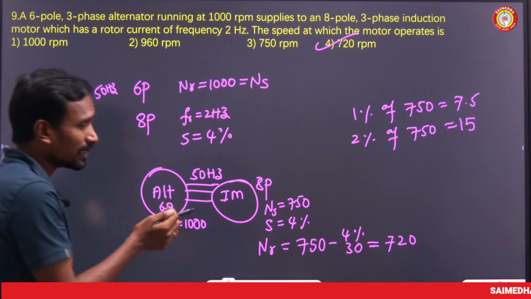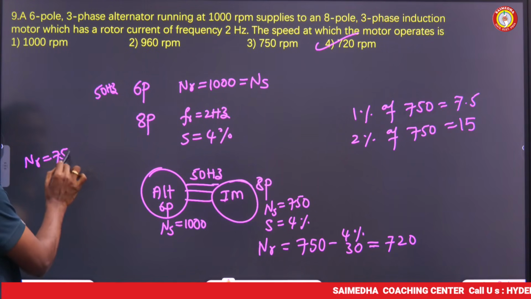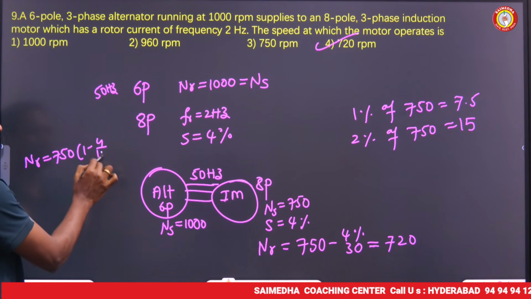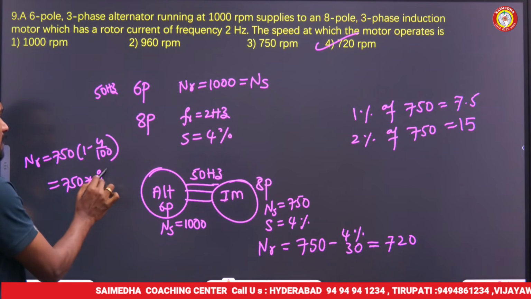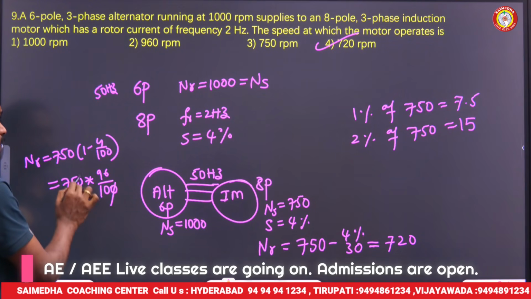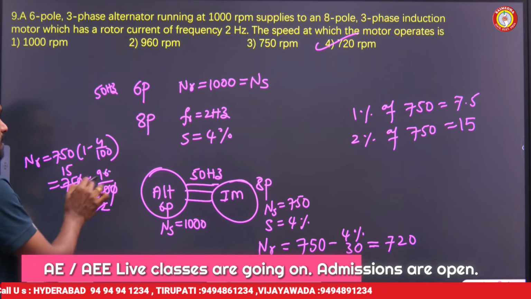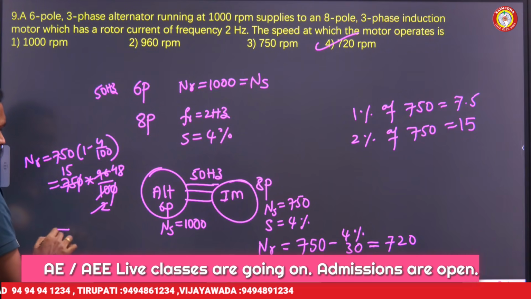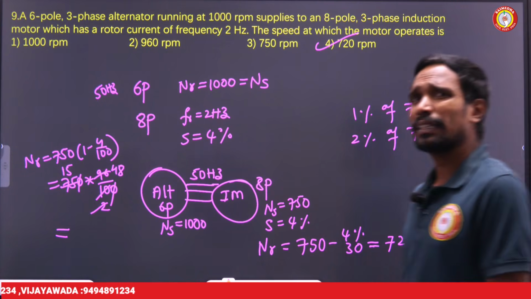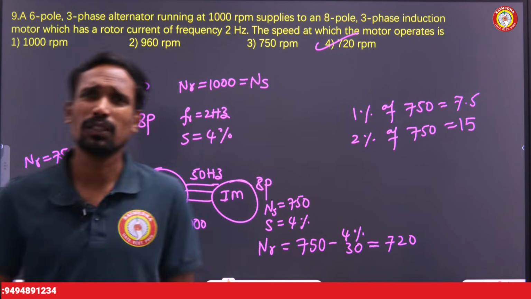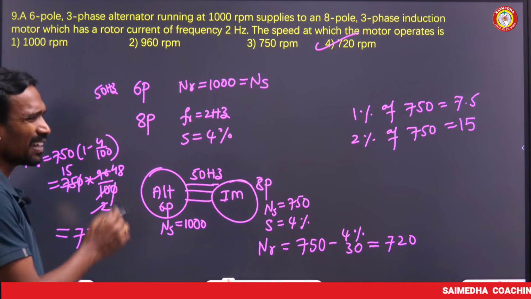Sir, if you know the slip, how do you calculate actually? NR is equal to NS into 1 minus S. NR is equal to NS into 1 minus 4%, that is 750 into 0.96, which is 15 times 48. 15 times 50 is 750, but 2 times 15 is less, so the answer is 30 less.